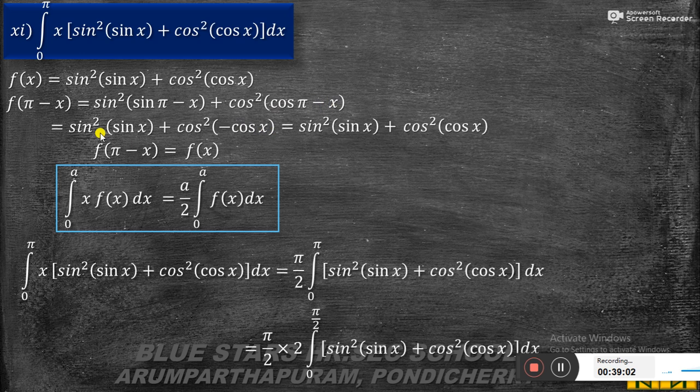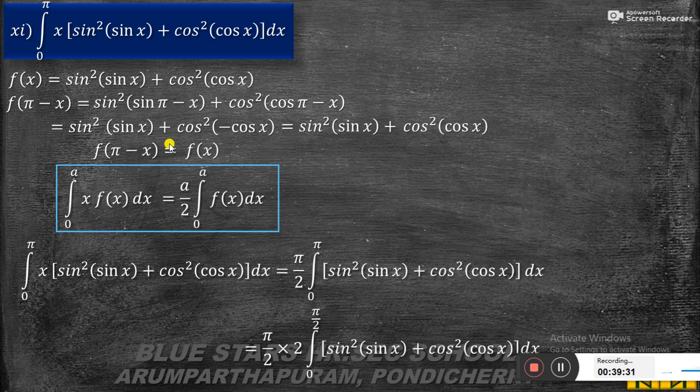So the next step, we multiply this: sine square x into sine x plus cos square x into cos of minus x, that means cos of minus theta is cos theta. So cos square x into cos x. So we write f of pi minus x equal to f of x. That means both the functions are the same. This is also f of x. So both f of pi minus x and f of x give the same answer.